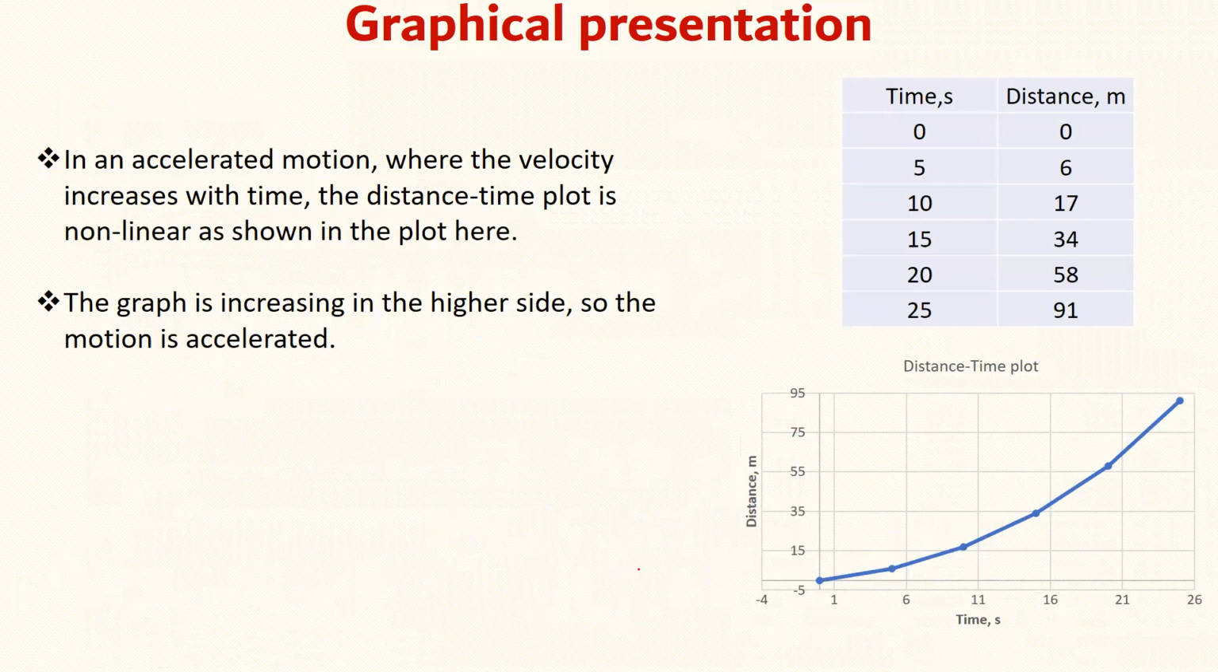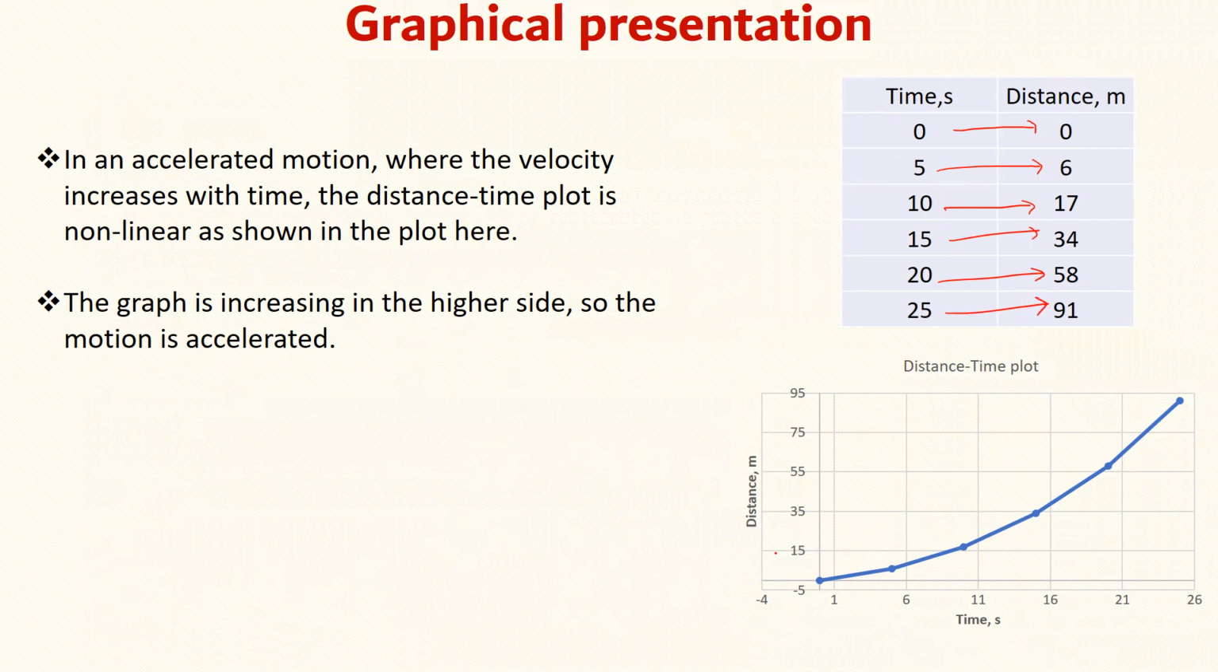For an accelerated motion, how would you plot it? Accelerated motion is when the speed of the object is always increasing with time. Take this example: at 0 seconds, the distance covered by the object is 0. After 5 seconds, it has covered 6 meters. After 10 seconds, 17 meters; 15, 34; 20, 58; 25, 91 meters.